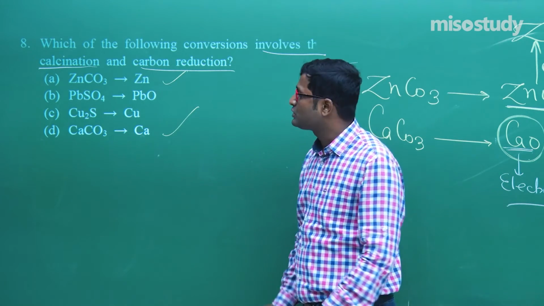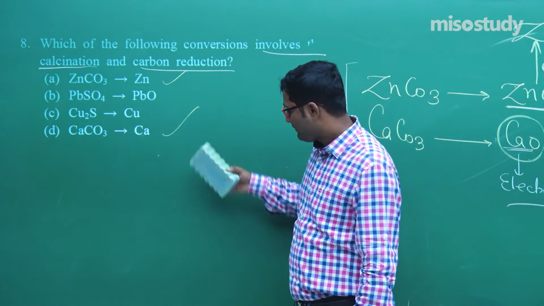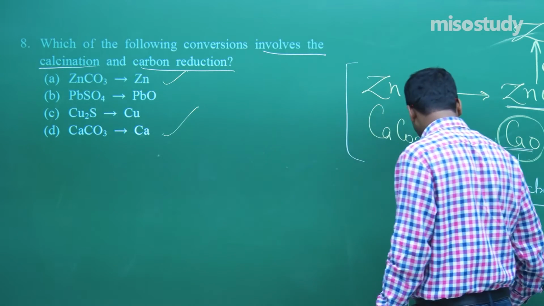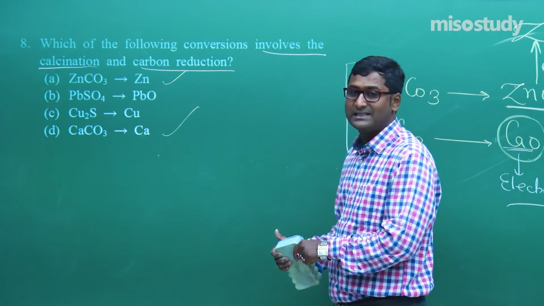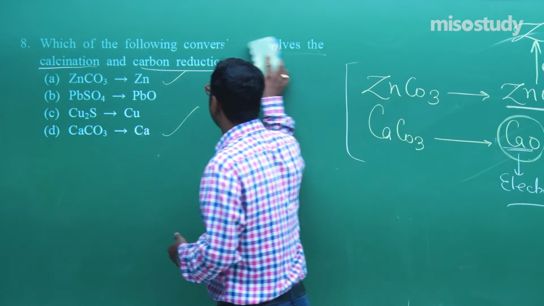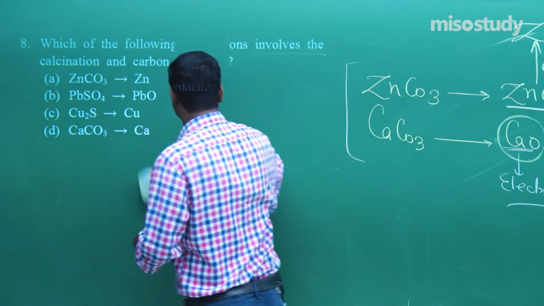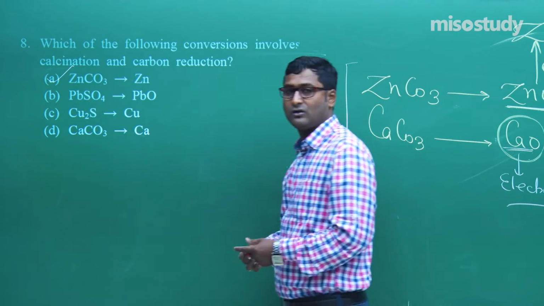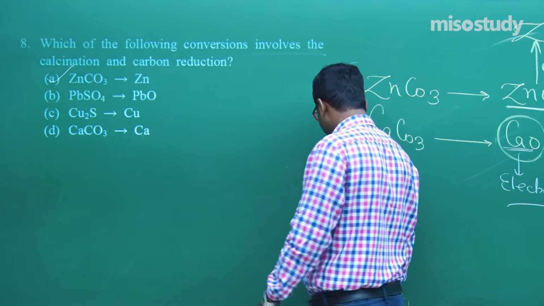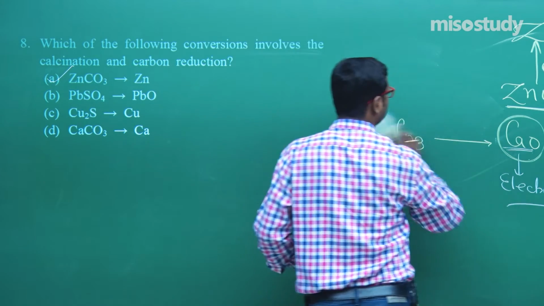So for this question, we can say, wait for a moment, friend. We can say A is the correct option. Clear? Now I'm going to rub this part and we'll discuss the next one.